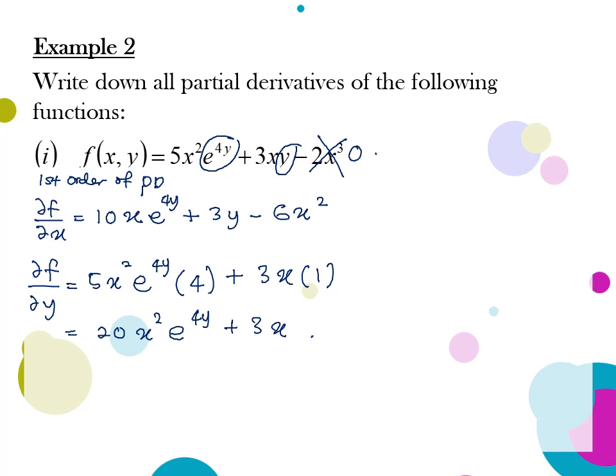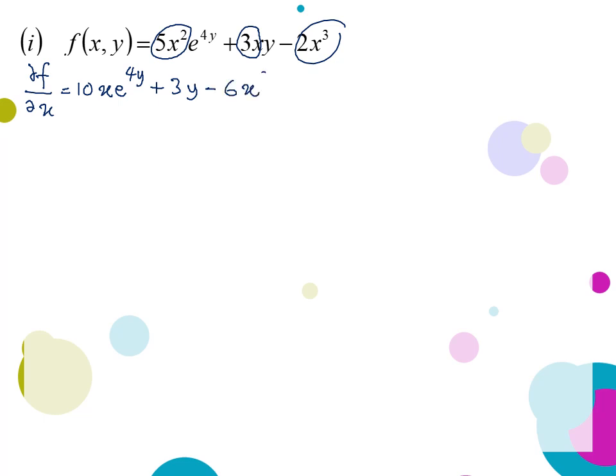Okay, next we proceed to the second order partial derivative. For second order partial derivative, just now we did for x the first one, right? Del f del x, where we differentiate the x only. Okay, so we have 10x exponent 4y plus 3y minus 6x squared. Okay, this is the first.